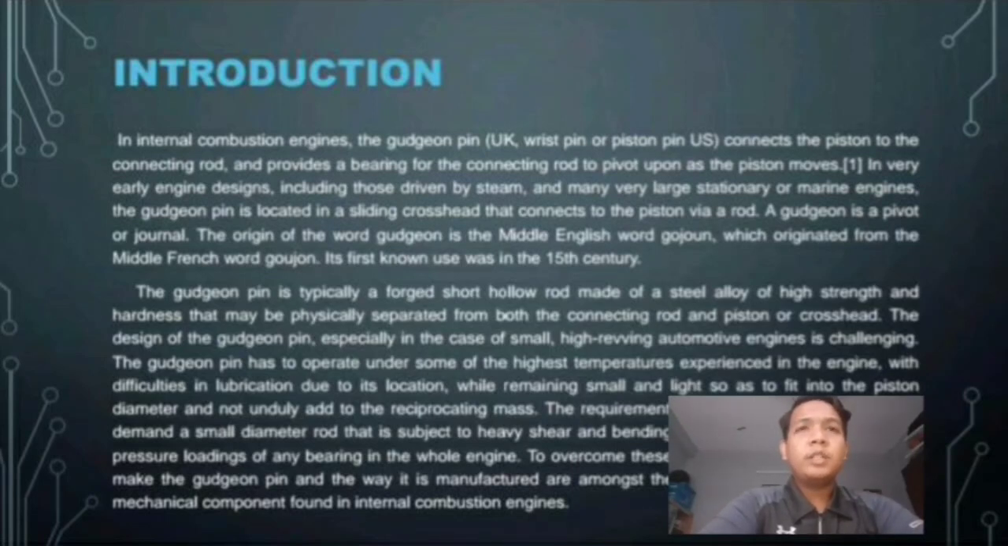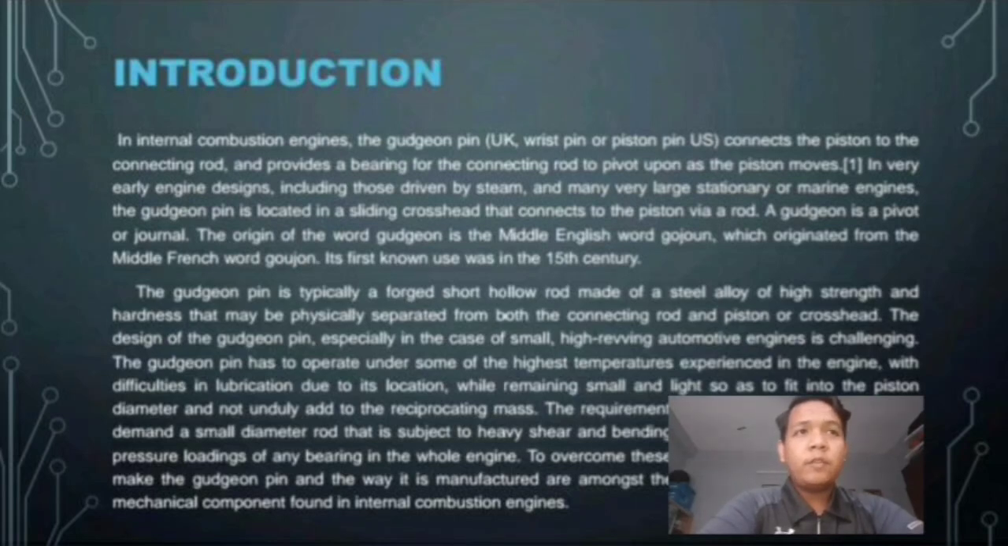The gudgeon pin has to operate under some of the highest temperatures experienced in the engine, with difficulty in lubrication due to its location, while remaining small and light so as to fit into the piston diameter and not unduly add to the reciprocating mass.